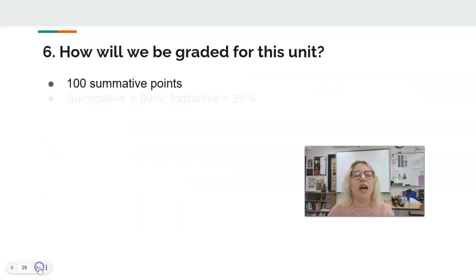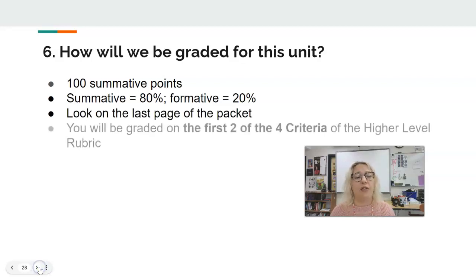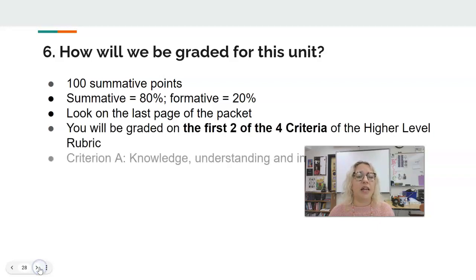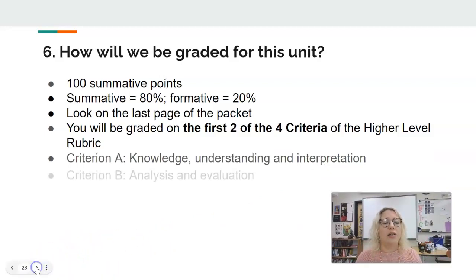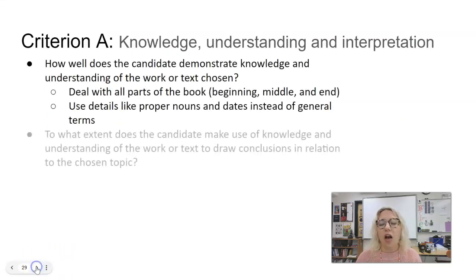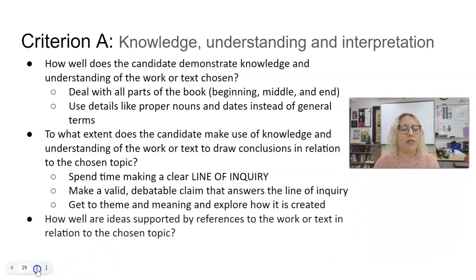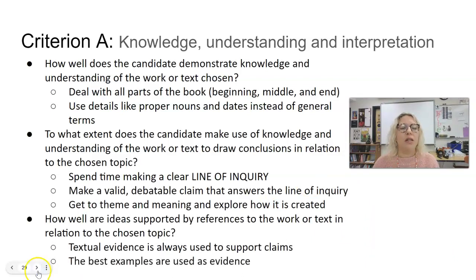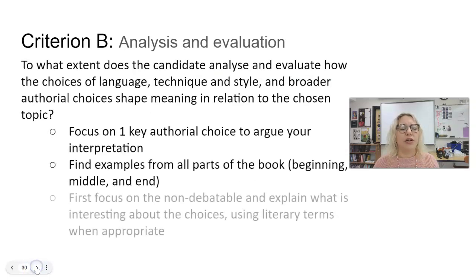How will this be graded? Well, it's 100 summative points, and as you know, that's 80% of your grade. The very last page of the packet has details, so I'll have you flip there now if you want to. You'll be graded on just the first 2 of the 4 criteria for the higher level essay, which are knowledge and understanding and interpretation, as well as analysis and evaluation. I've got more on what those are here, but they're also on the back page of your packet, so I'm not going to read through them all right here, but this is what I'm looking for in criterion A, and this is what I'm looking for in criterion B.